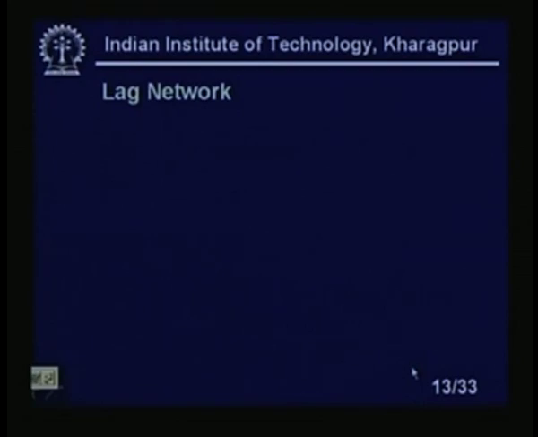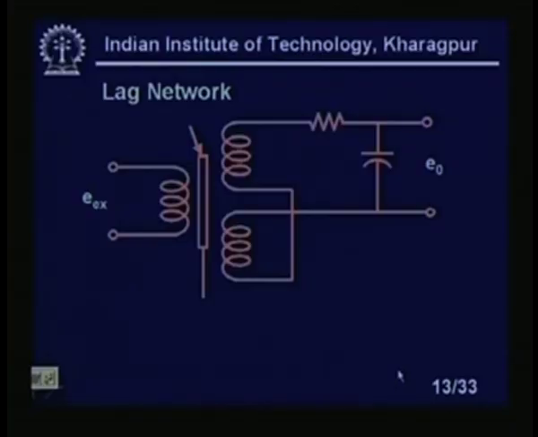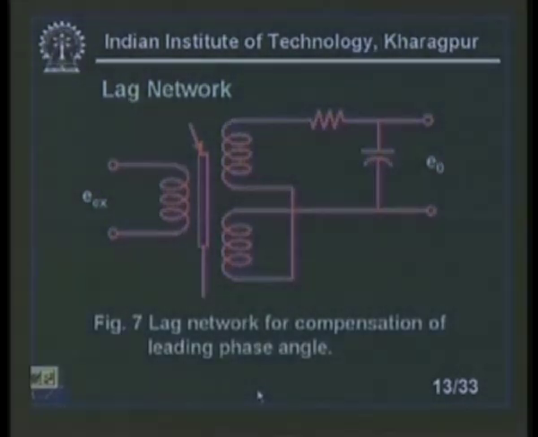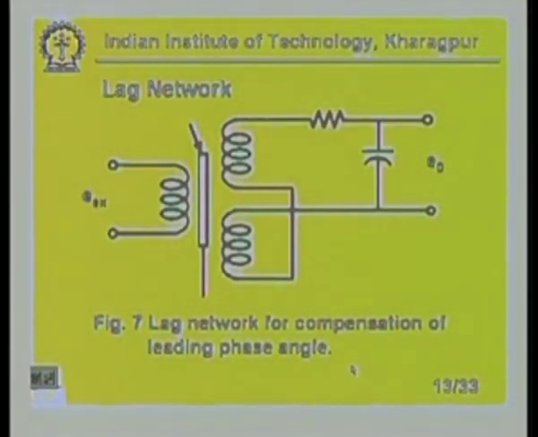Welcome back to the classroom again. So lag network, as I told you, we need some lead and lag network. So lag network looks like this one. This is a circuit. If there is a lagging phase angle, in that situation we will connect side A. This is our lag network. So it will kill the lag, and the output voltage will be in phase with the input voltage. It is not very important. Most of the cases you will find, right. So this is a lag network for compensation of the leading phase angle.